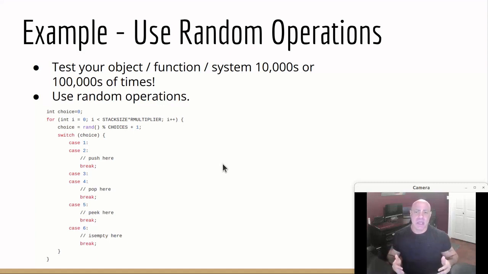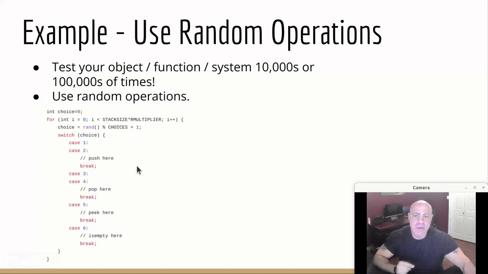It makes no difference. So random multiplier might be something like stack size times 1,000. That way, if stack size changed to 100, random multiplier changes relatively. If stack size changes to 1,000,000, random multiplier changes relatively. So it wants to be something like that where you don't have to think about it again. In this case, let's just assume it's some big number, like 1,000 or 10,000. We want to execute these operations and we want them to be random, mostly random. There's a little bit of intelligence behind this too, but mostly random.